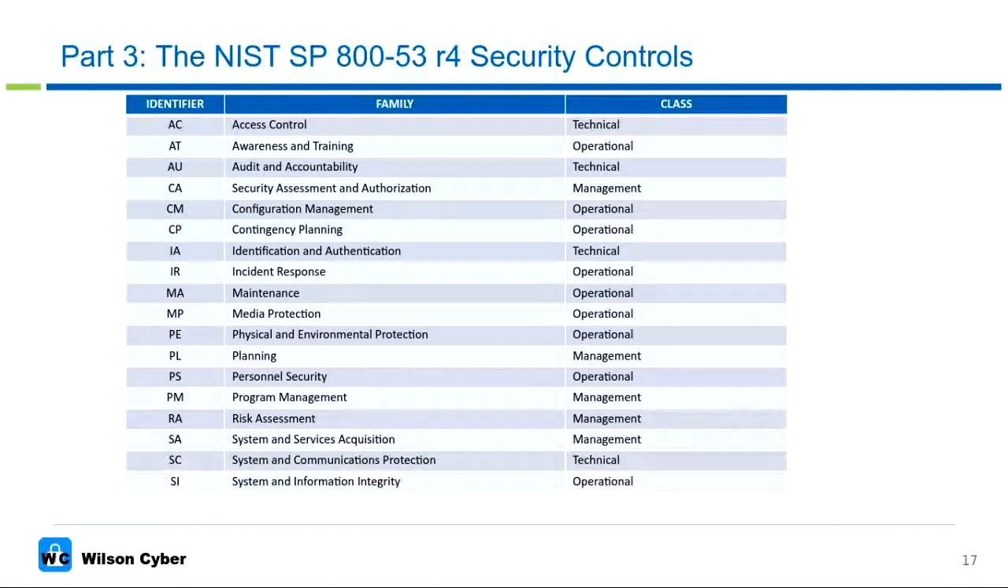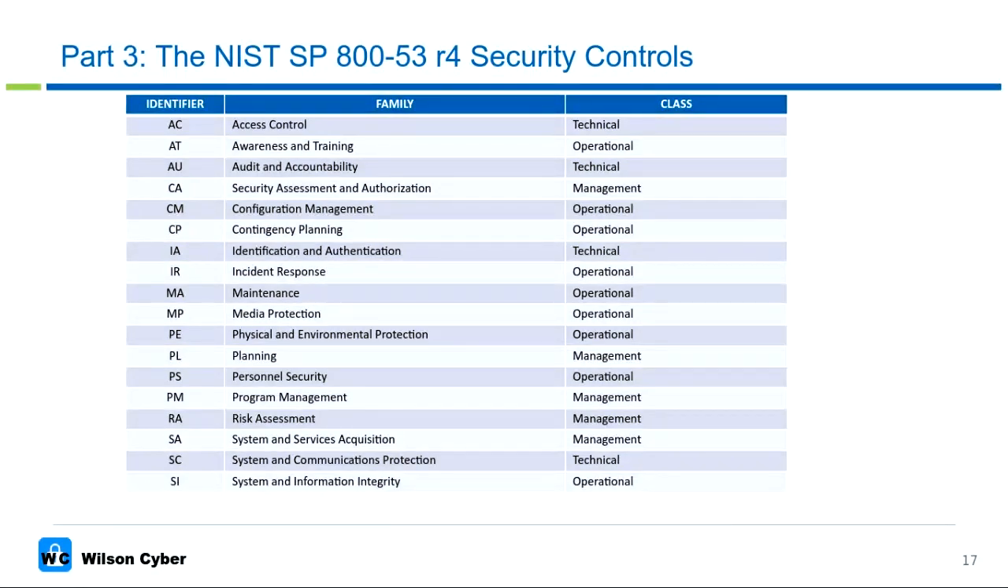The next, or second, control standard is NIST 800-53 revision 4. Here we have 18 control families: access control, awareness and training, audit and accountability, security assessment and authorization, configuration management, contingency planning, identification and authentication, incident response, maintenance, media protection, physical and environmental protection, planning, personnel security, program management, risk assessment, system and services acquisition, system and communications protection, and system and information integrity.